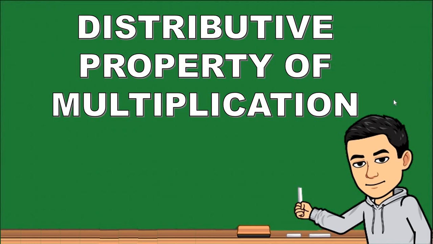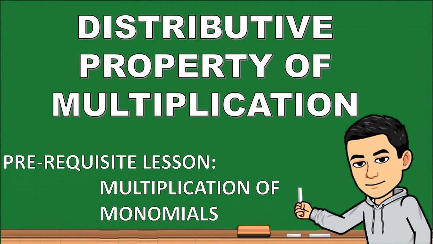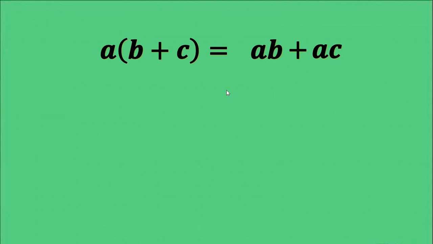In this video, I'm going to present to you how to apply the distributive property of multiplication. If you know how to multiply monomials, you will find this easy. Distributive property of multiplication states that A times the quantity B plus C is equal to AB plus AC.